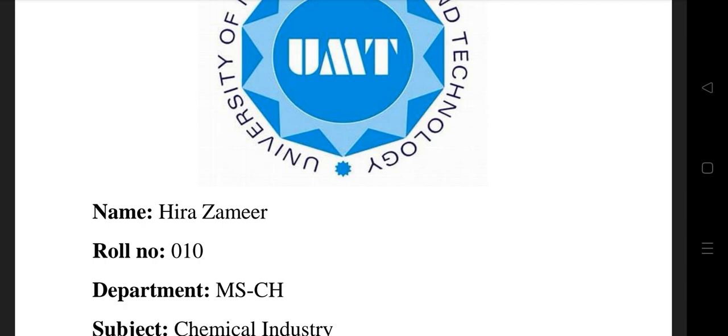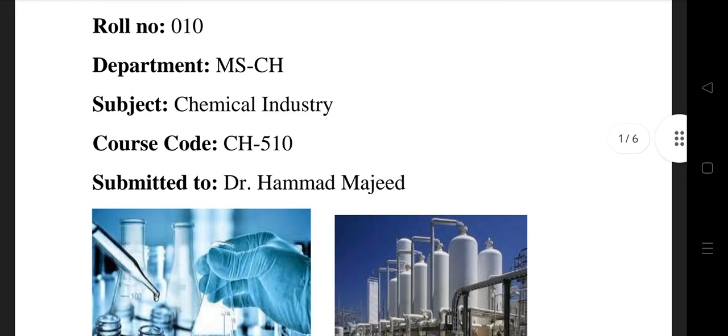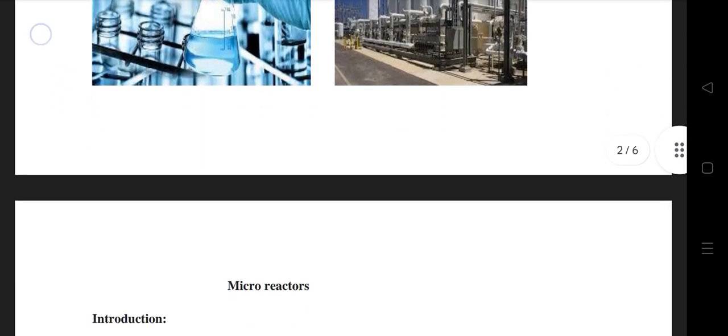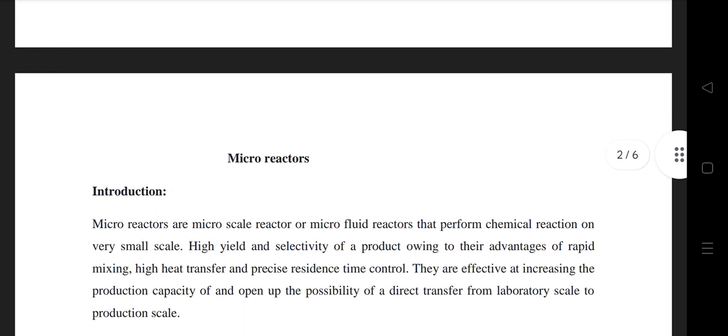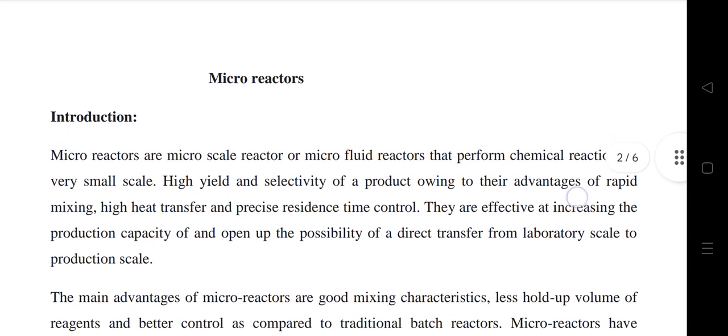I'm from University of Management Technology, Chemistry Department, and I'm going to present the reactors under the supervision of Dr. Hammad Majeed. Today I'm going to talk about the specific reactor which is microreactors. What are the microreactors?